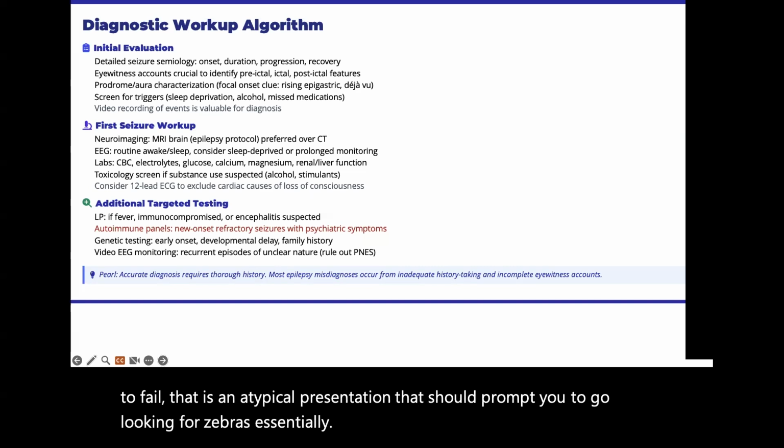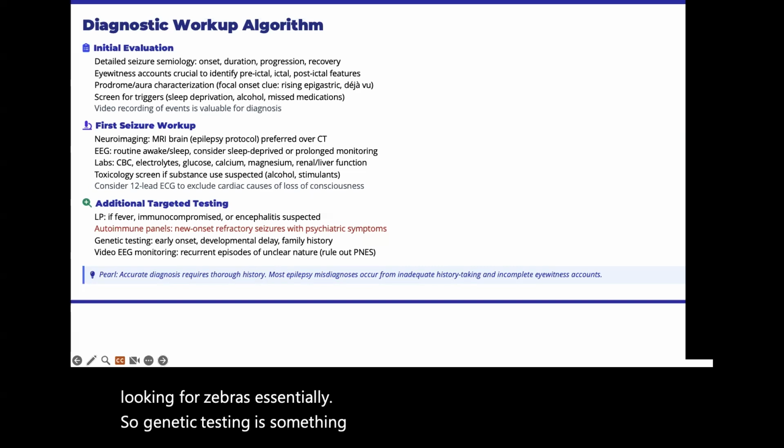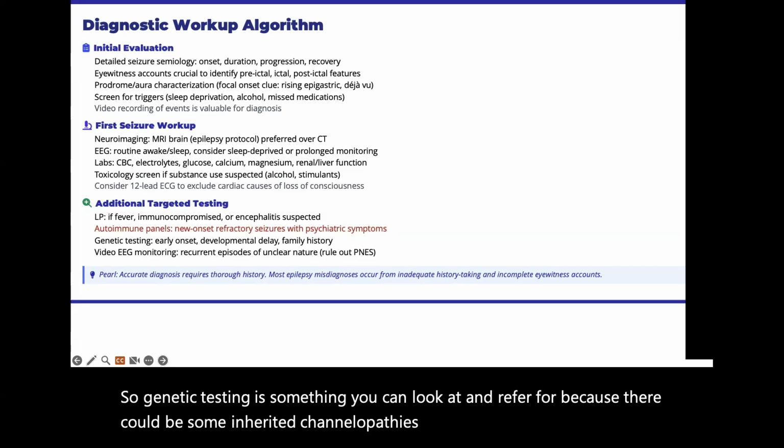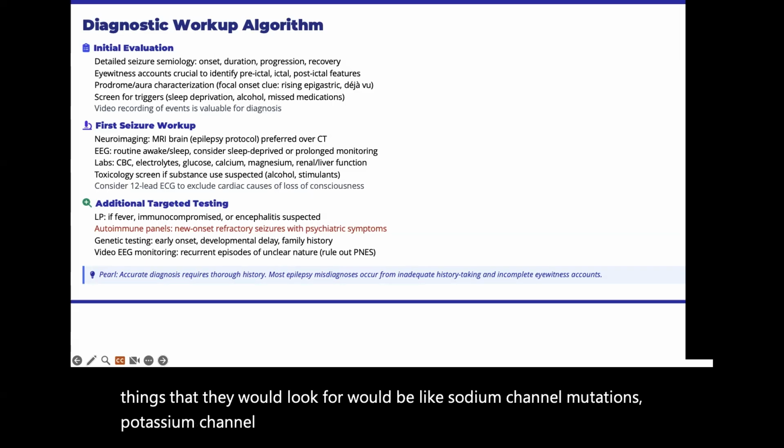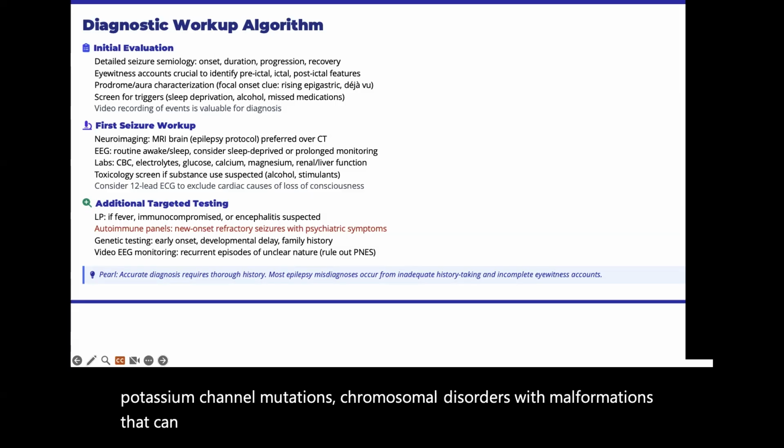So genetic testing is something you can look at and refer for, because there could be some inherited channelopathies or cortical malformations. Things that they would look for would be sodium channel mutations, potassium channel mutations, chromosomal disorders with malformations. That can explain epilepsy, and that would start in childhood or adolescence.